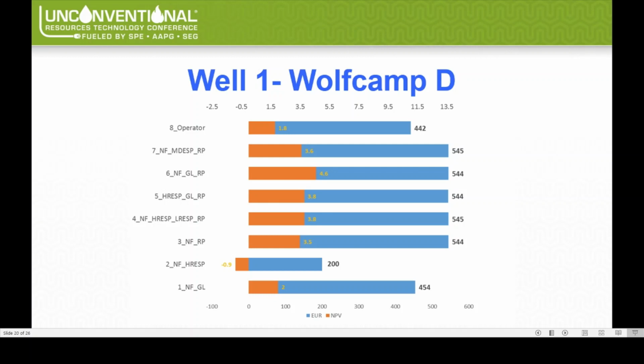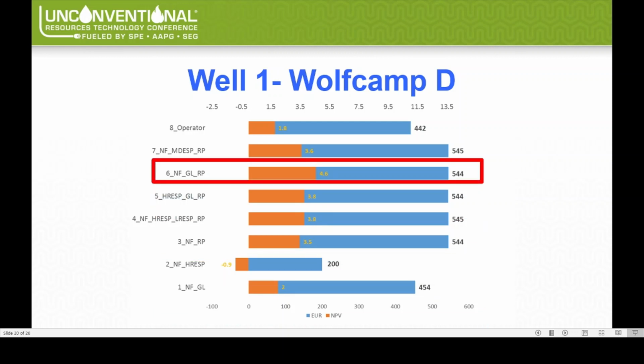For the Wolfcamp D, NPV is represented in orange and EUR is represented in blue. For the EURs, we ended up getting relatively low EUR with a relatively low NPV. And we ended up finding the gas lift had the highest NPV, even though it didn't necessarily have the highest EUR. So that's the strategy that we would end up recommending.